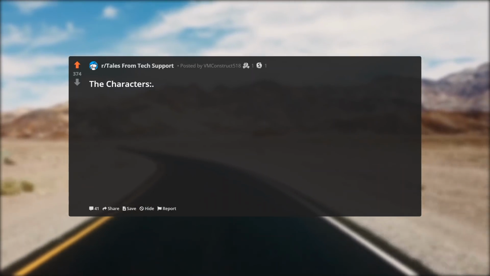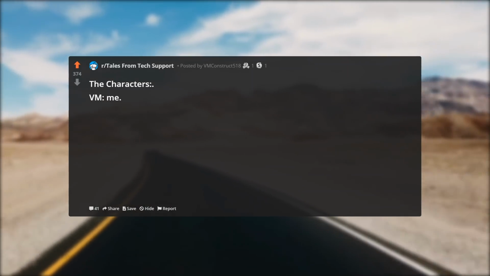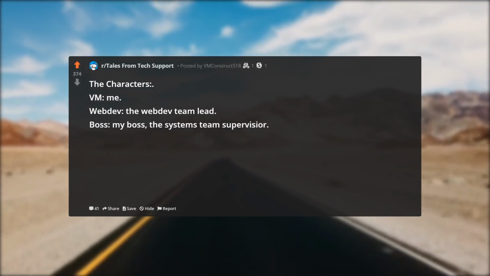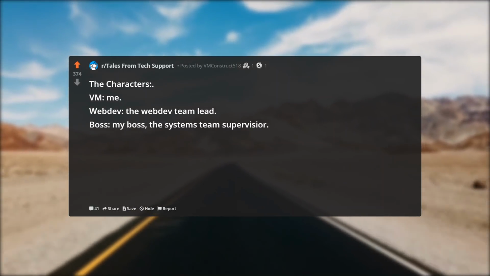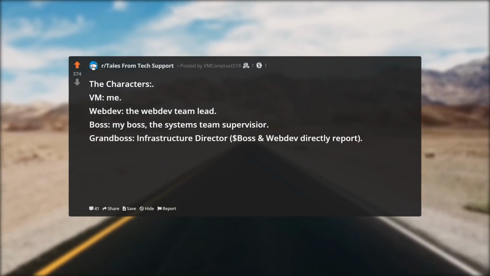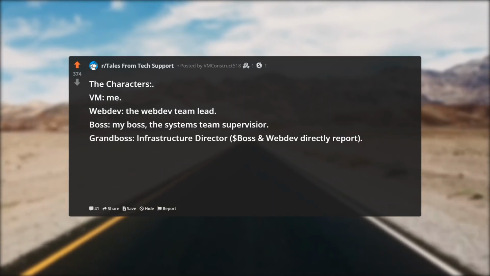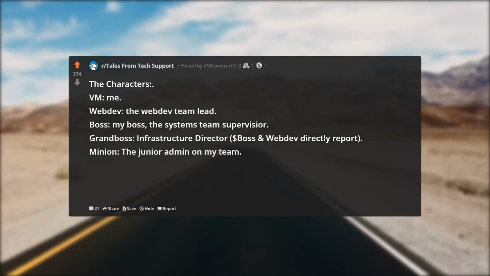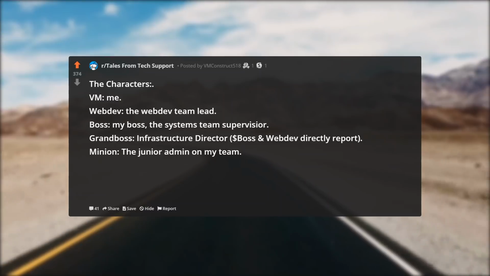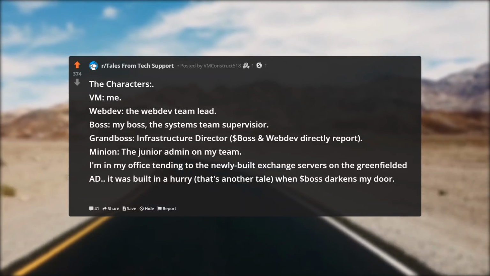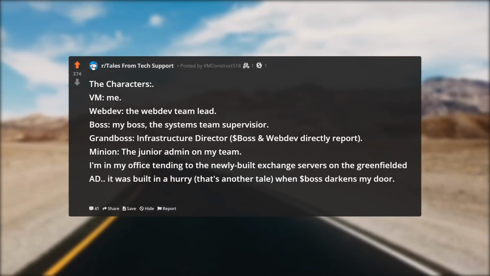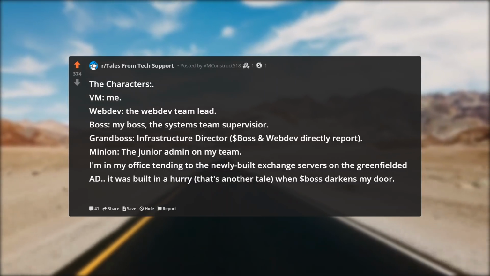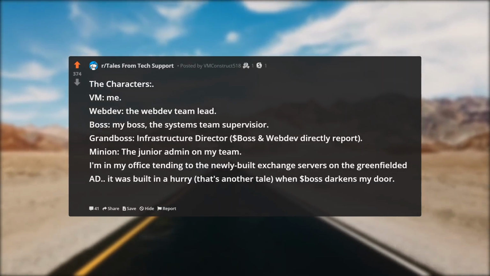The characters. VM, me. WebDev, the WebDev team lead. Boss, my boss, the systems team supervisor. Grandboss, infrastructure director, whom $boss and WebDev directly report to. Minion, the junior admin on my team. I'm in my office tending to the newly built Exchange servers on the Greenfield AD. It was built in a hurry, that's another tale, when $boss darkens my door.